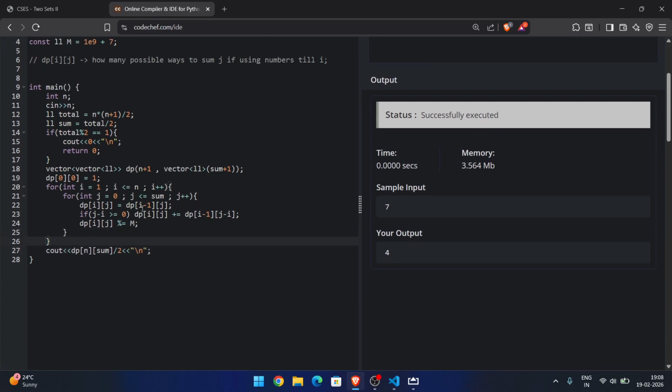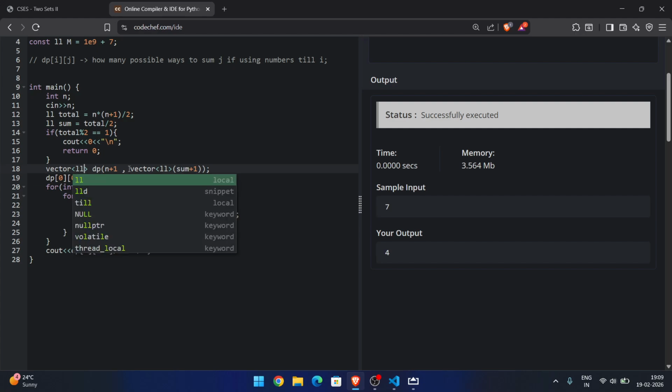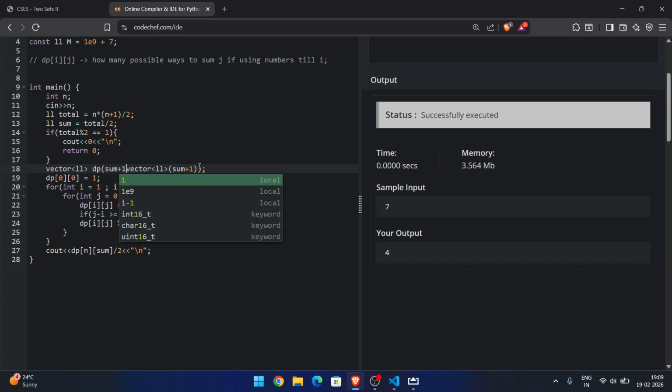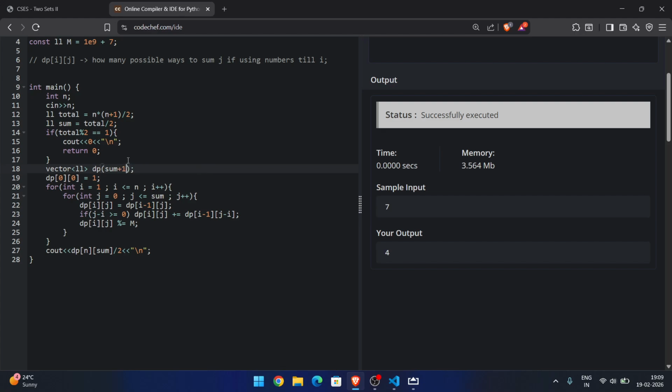Now we can optimize the memory here. You can see we don't require this whole table, we just require the previous one. So what we can do, we can just make it on every turn.